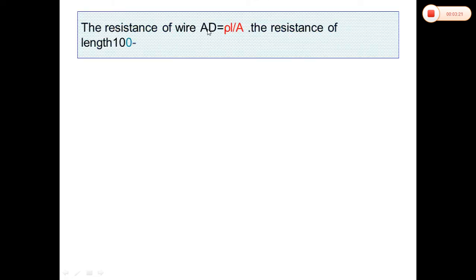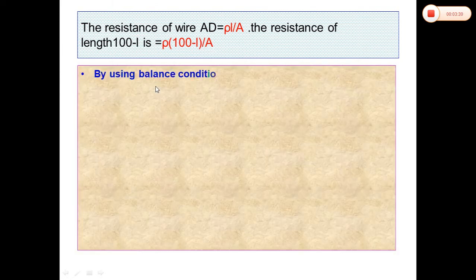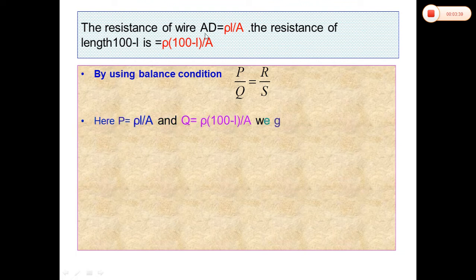Students, the resistance of wire of length L is equal to rho L by A, and the resistance of the wire of length 100 minus L is rho (100 minus L) divided by A. Now, by using the balance condition of Wheatstone bridge, that is P by Q is equal to R by S. Here P is the resistance of the wire AD, that is rho L by A. Q is the resistance of the wire CD, that is rho (100 minus L) divided by A.